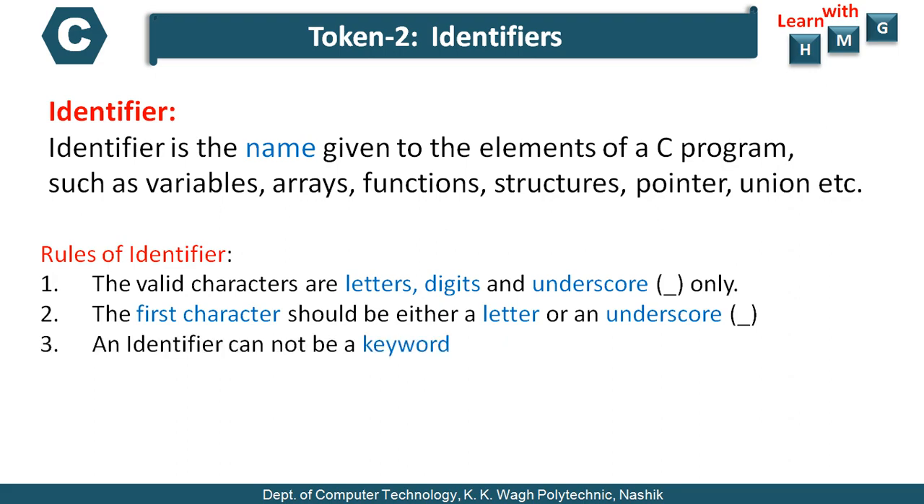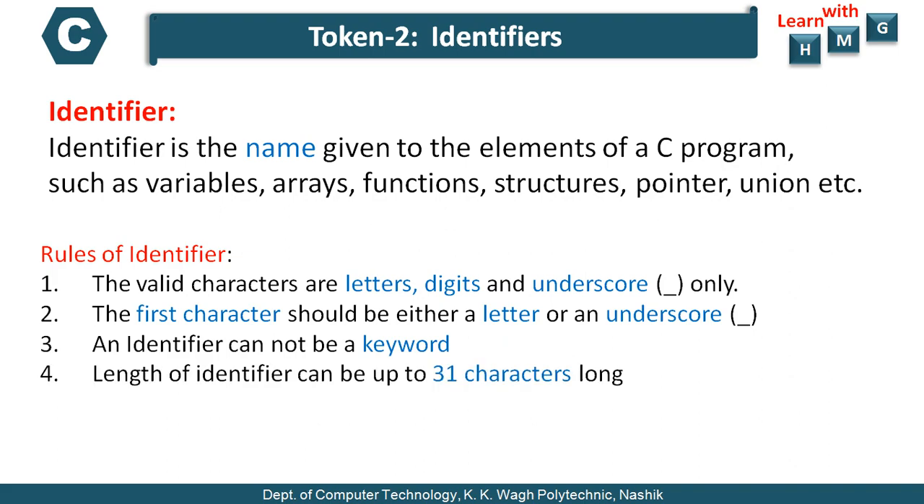The third rule is that an identifier cannot be a keyword. We have seen that keywords are reserved words, defined for a special purpose, and you cannot use them for another purpose. So you cannot use any of these keywords as an identifier. Whenever you choose a keyword as an identifier, the compiler will definitely give you an error. And the last rule is that the maximum length can be up to 31 characters. So these are the 4 rules you have to follow whenever you are building or defining an identifier.